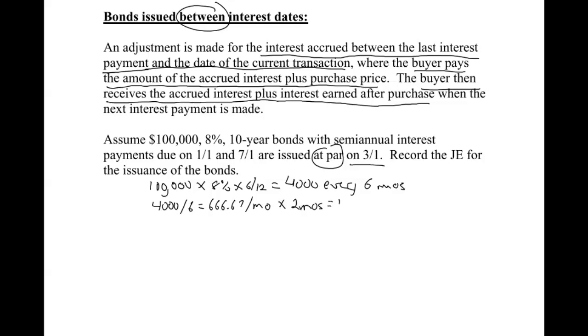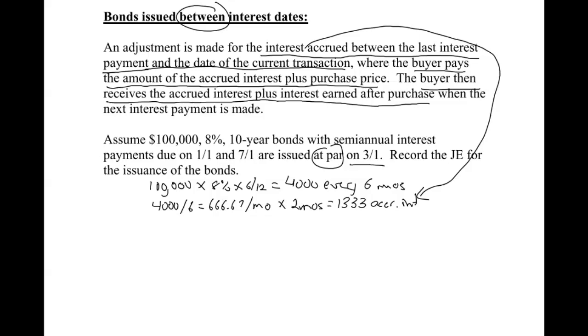That's going to equal, and I'm just going to round this, 1333. All right, so this is the accrued interest. So when it says up here, the interest accrued between the last interest date and the date of the current transaction, that is this 1,333 cents. It's always good to define things and then see it with numbers, but you'll see we're doing exactly what we said we were going to do when we read it out in that first paragraph.